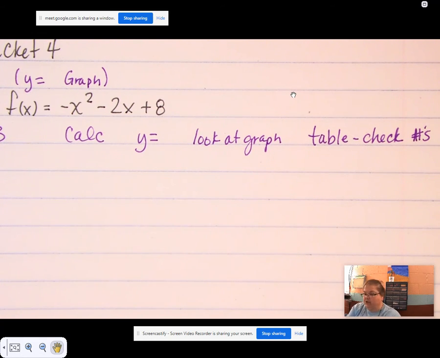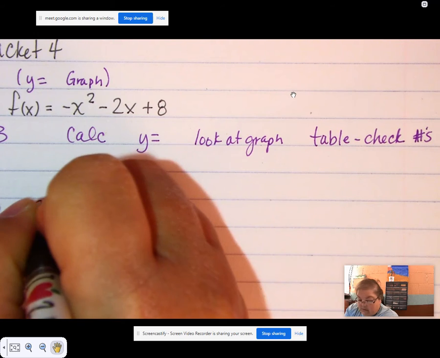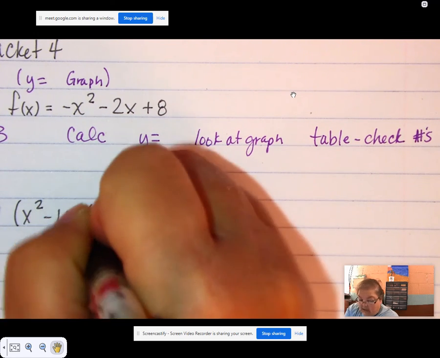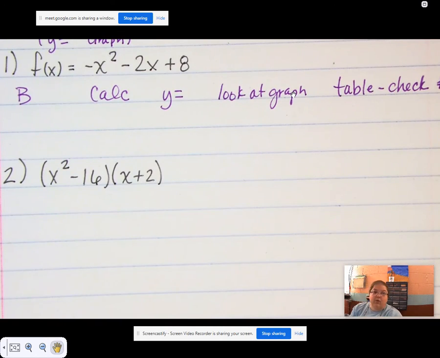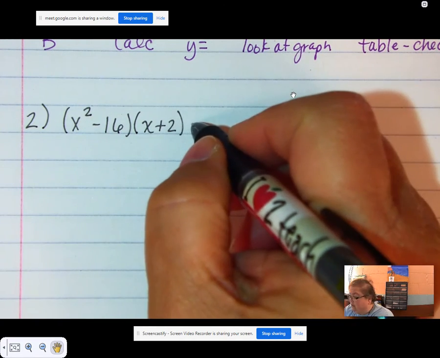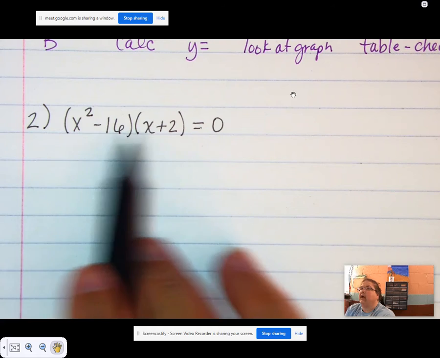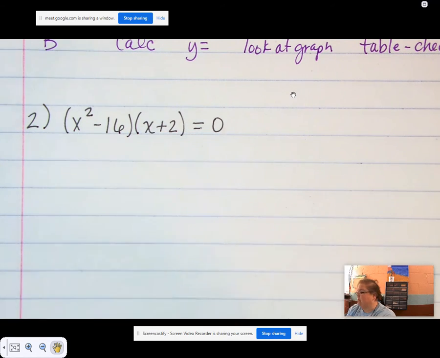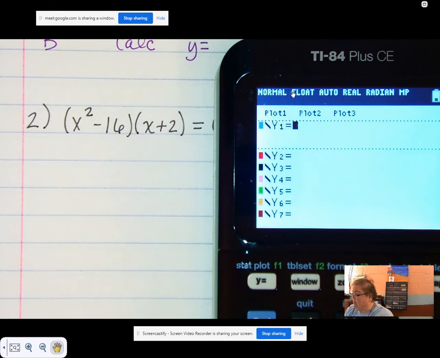All right, number 2. So we're going to write number 2, which is x squared minus 16 times x plus 2. All right, here's the question. Select all the values for x to where this would equal 0. Oh, look, I got some stuff that equals 0. I can use my calculator, so I'm going to go back to y equals and clear that. And I'm going to type that in.